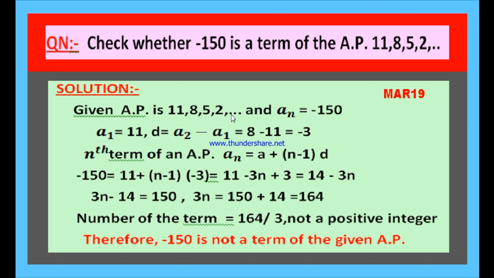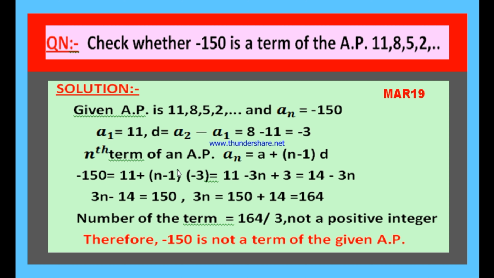Let us take that this is the nth term of an AP. We know the formula to find the nth term of an AP: an is equal to a plus n minus 1 into d. Here the a value is 11 and the d value is minus 3. We don't know the value of n, so let us find it out. You see, a value is 11 plus n minus 1 into d value, which is minus 3.